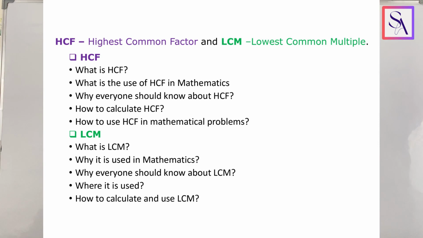So our today's 10-point agenda is: what is HCF, what is the use of HCF in mathematics, why everyone should know about HCF, how to calculate HCF, how to use HCF in mathematical problems. These are the 5 points related to HCF. LCM. What is LCM? Why is it used in mathematics? Why should everyone know about LCM? Where is it used? How to calculate and use LCM.